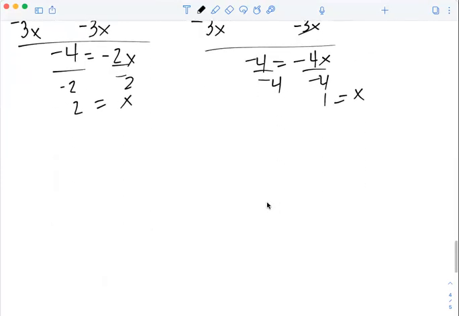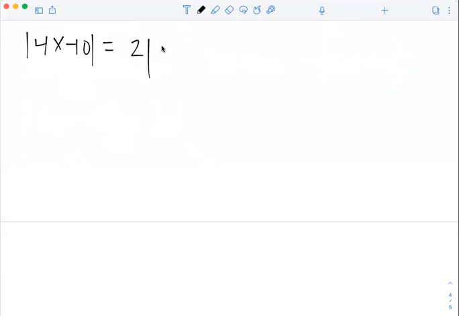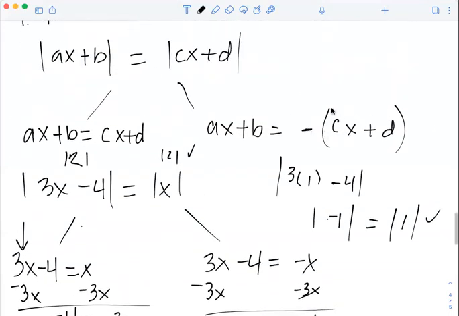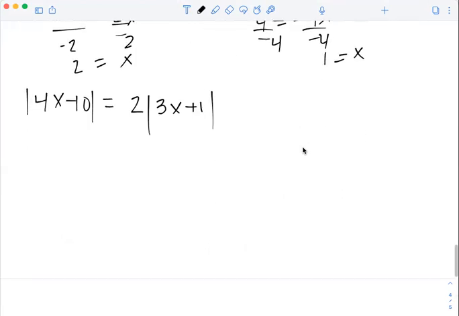Next example. We'll do the example I tried to write down earlier. The absolute value of 4x minus 10 equals 2 times the absolute value of 3x plus 1. So remember that the rule is that to write your second equation, you're just taking what's inside the absolute value and flipping it. So we have to take that into account here.